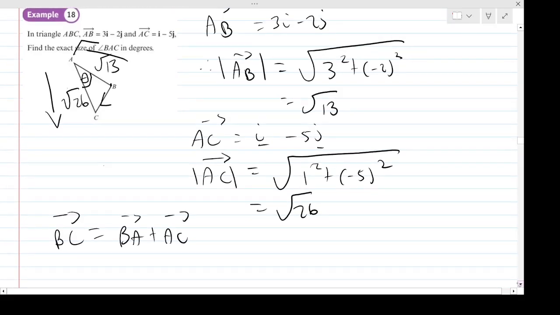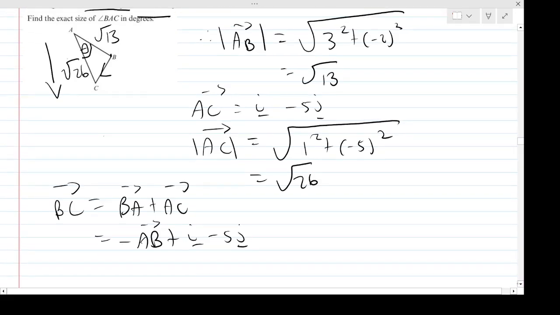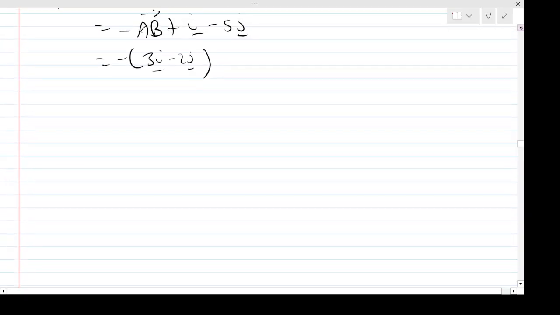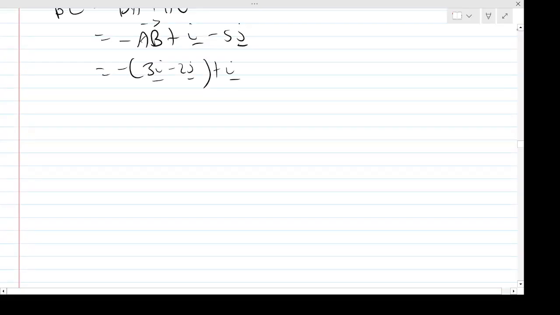But B to A, I know AB is this vector. I know what AB is from A to B, but I want B to A, so it's going to be the reverse. It's going to be negative AB, add AC. Now AC is i minus 5j. So minus AB is minus the vector AB, which is 3i minus 2j, plus i minus 5j.